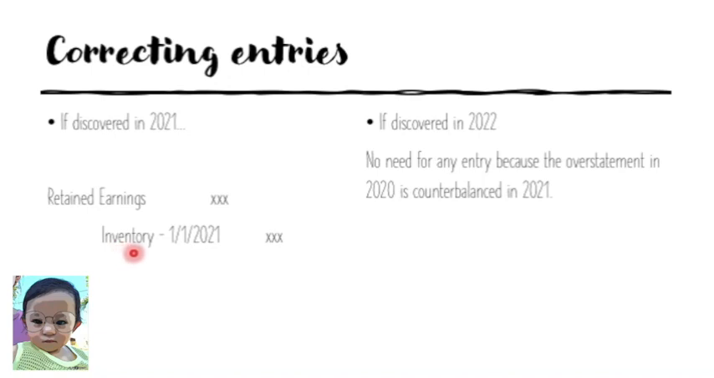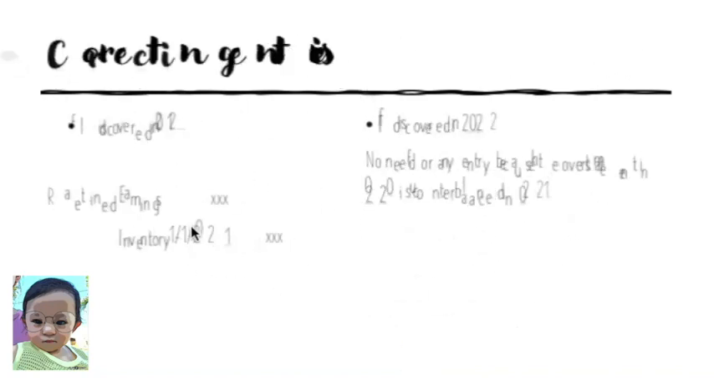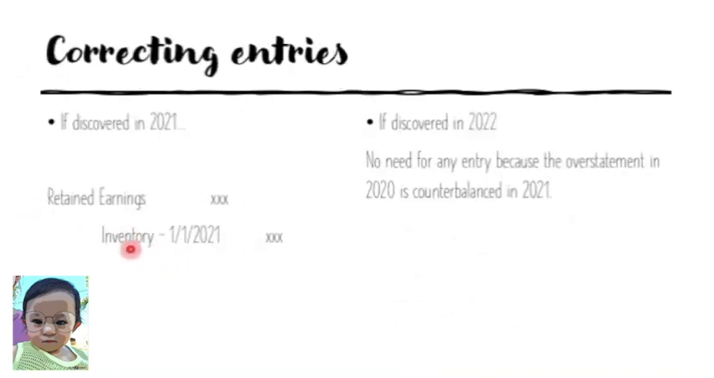And then credit inventory beginning, January 1, 2021. Your ending inventory is your beginning inventory in 2021. So if this is overstated, then the beginning inventory is overstated as well. So what you're going to do in order to correct the overstatement, you credit, reduce it. However, if it is discovered in 2022, then there's no need to have any correcting entry because it is automatically counterbalanced.